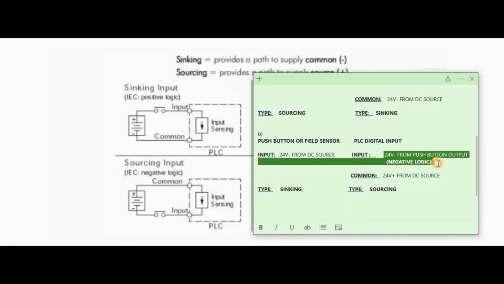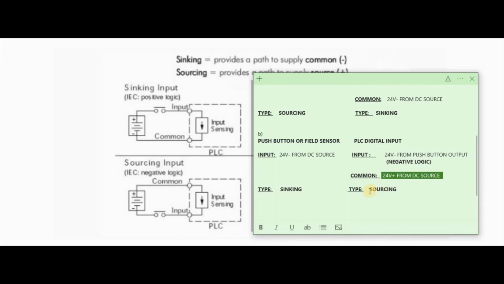The PLC common is directly connected to 24 volts positive. Here, 24 volts negative comes from the inputs. We can say that the common is connected, so here the PLC has 24 volts, then we can call it source type. Here it is sink type.